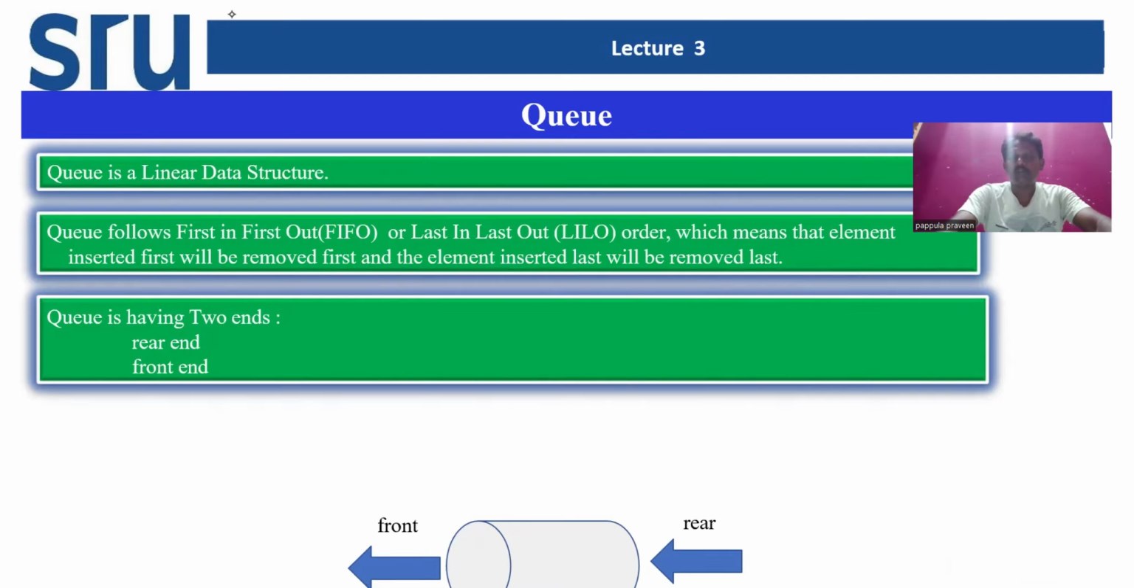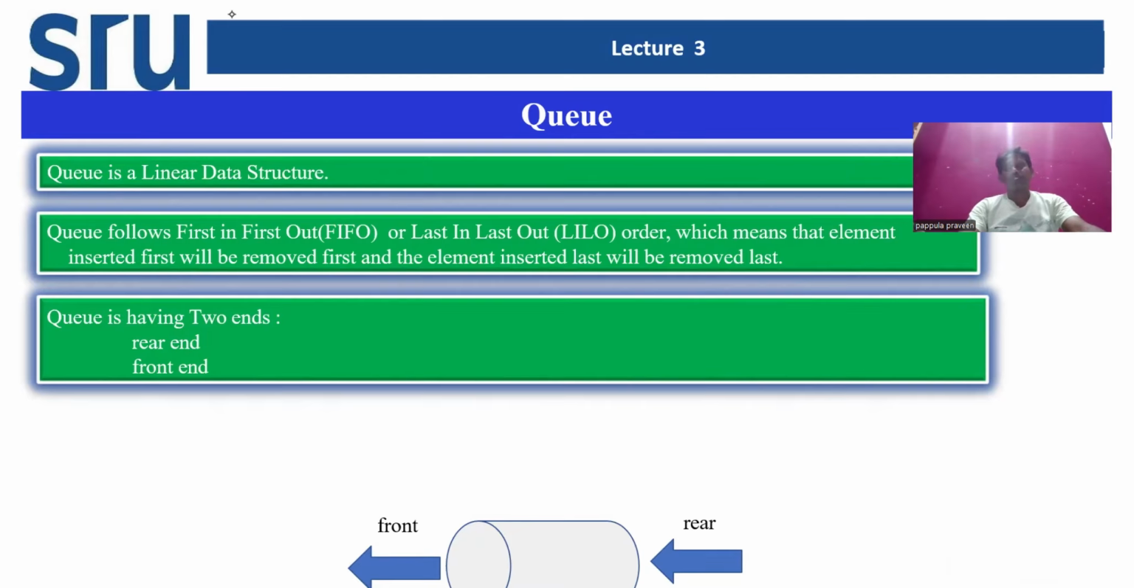So Queue has 2 endpoints. One is called front, another one is called rear. The front is used for removing the elements from the queue. The rear is used for inserting the elements into the queue. So you observe here, another 2 operations are there. That is the display, already we discussed. Display means the I value starts from the front and ends at the rear.